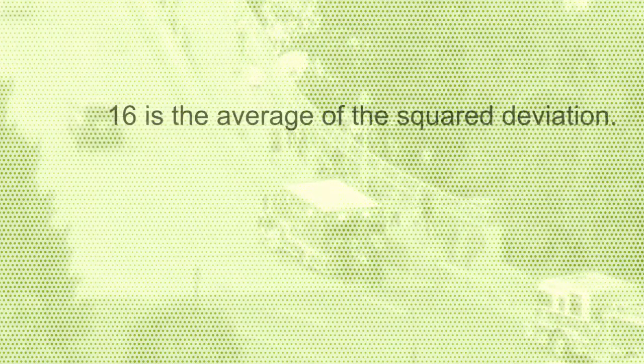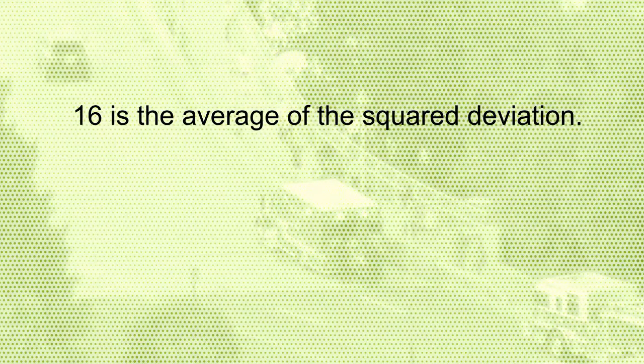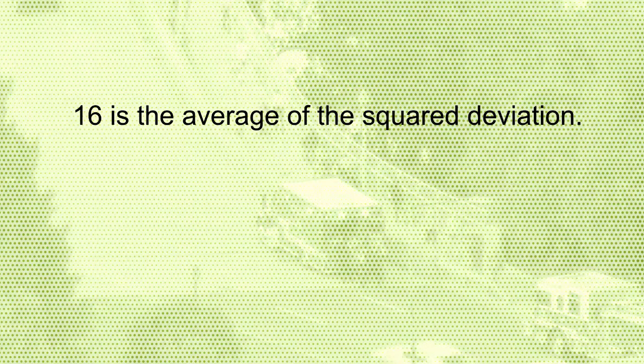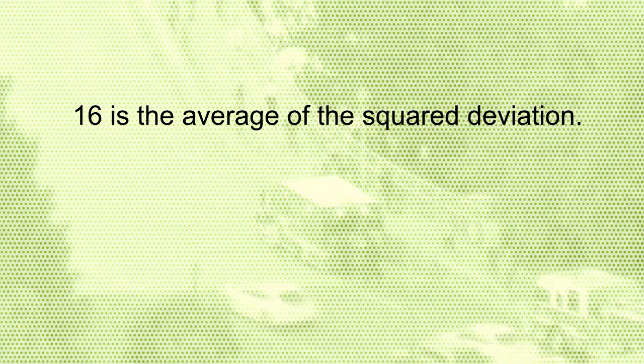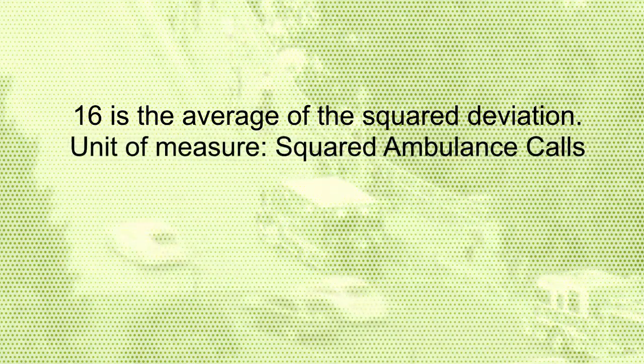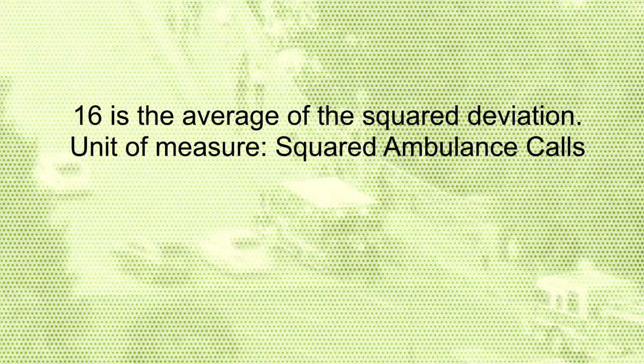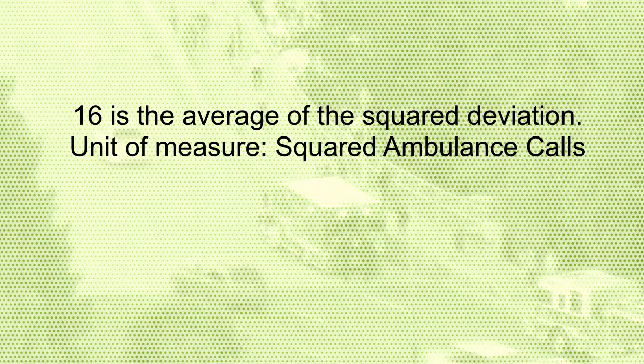So why do we take the square root? Note that 16 is the average of the squared deviations and therefore has different units of measurement. In this case, 16 is measured in squared number of ambulance calls, which obviously cannot be interpreted. We therefore take the square root in order to compensate for the fact that we've squared all of our deviations, and also in order to go back to the original unit of measurement.